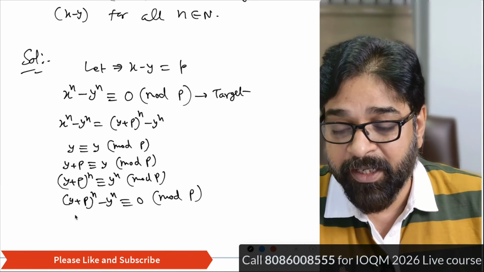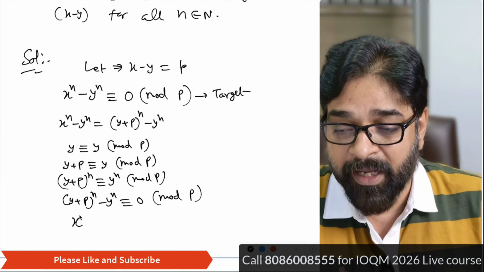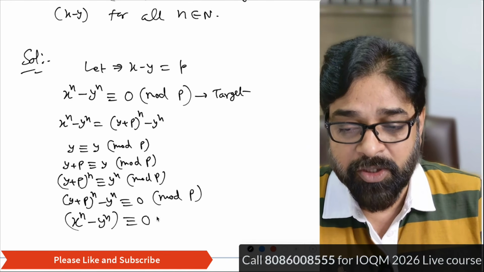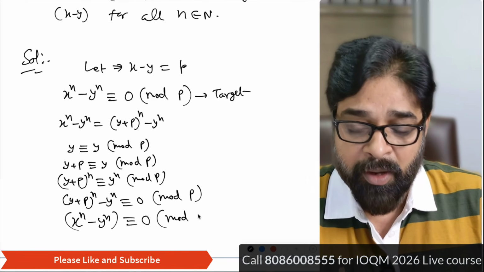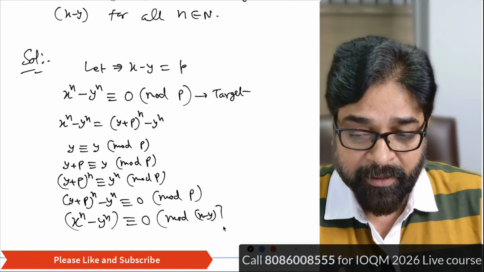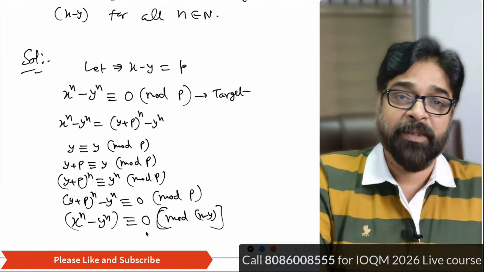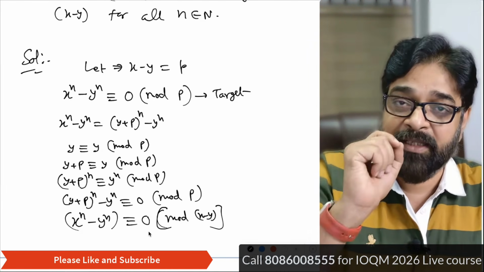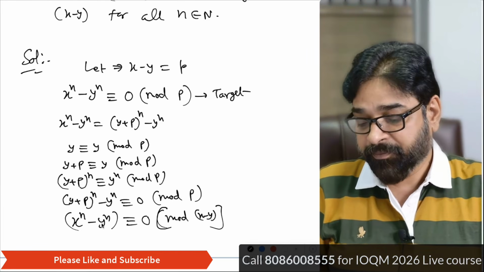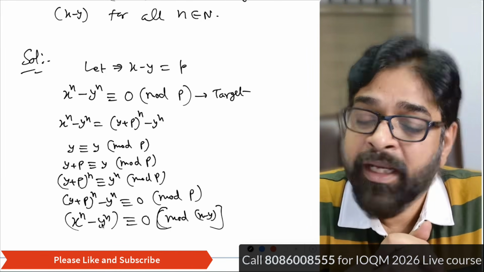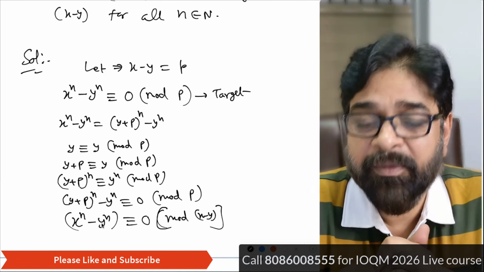If you put x minus y here, this will become x power n minus y power n congruent to 0 modulo x minus y. That means whenever this is divided by x minus y, the remainder will be 0. Remainder 0 means it's divisible. I'm sure everyone understood this point. Very basic things I taught, a very basic example.